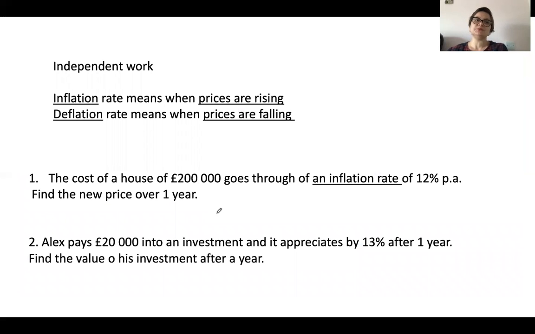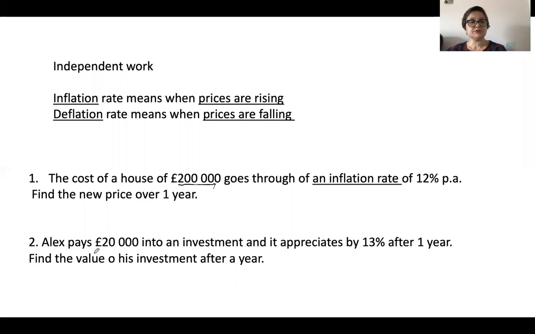Right, here is your independent work. A couple of things that I have explained: inflation rate means when prices are rising, and deflation means when prices are falling. Now, the first question says the cost of a house is 200,000 pounds. So this is, remember, the original value of the house. It goes through an inflation rate of 12%, which means prices are rising. So the multiplier is going to be 1 plus 12%, or 1 plus 0.12, which is 1.12, right? And then multiply by this one.